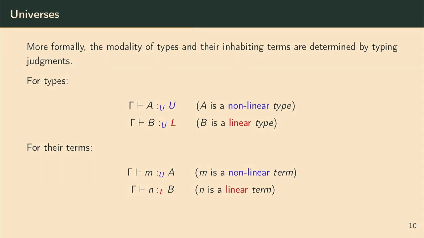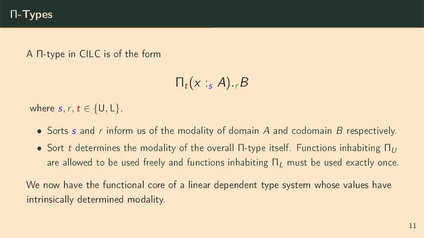We can start talking about the functions that inhabit them. So a pi type in CILC is of the following form: pi x colon A dot B. And then between these we have some sort annotations, S, R, and T, that range over the sorts U and L. So for the first two, sorts S and R, they inform us of the modality on the domain and the codomain. And the sort T, on the other hand, is an annotation on the pi type itself.